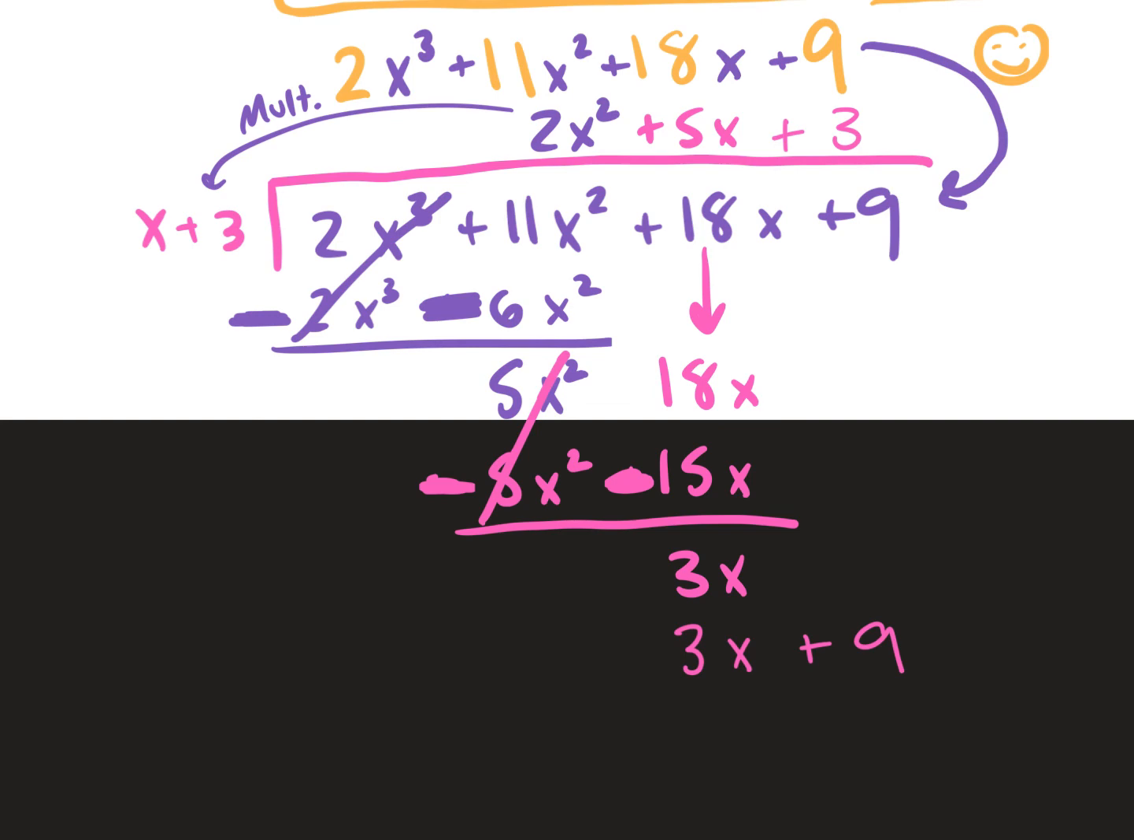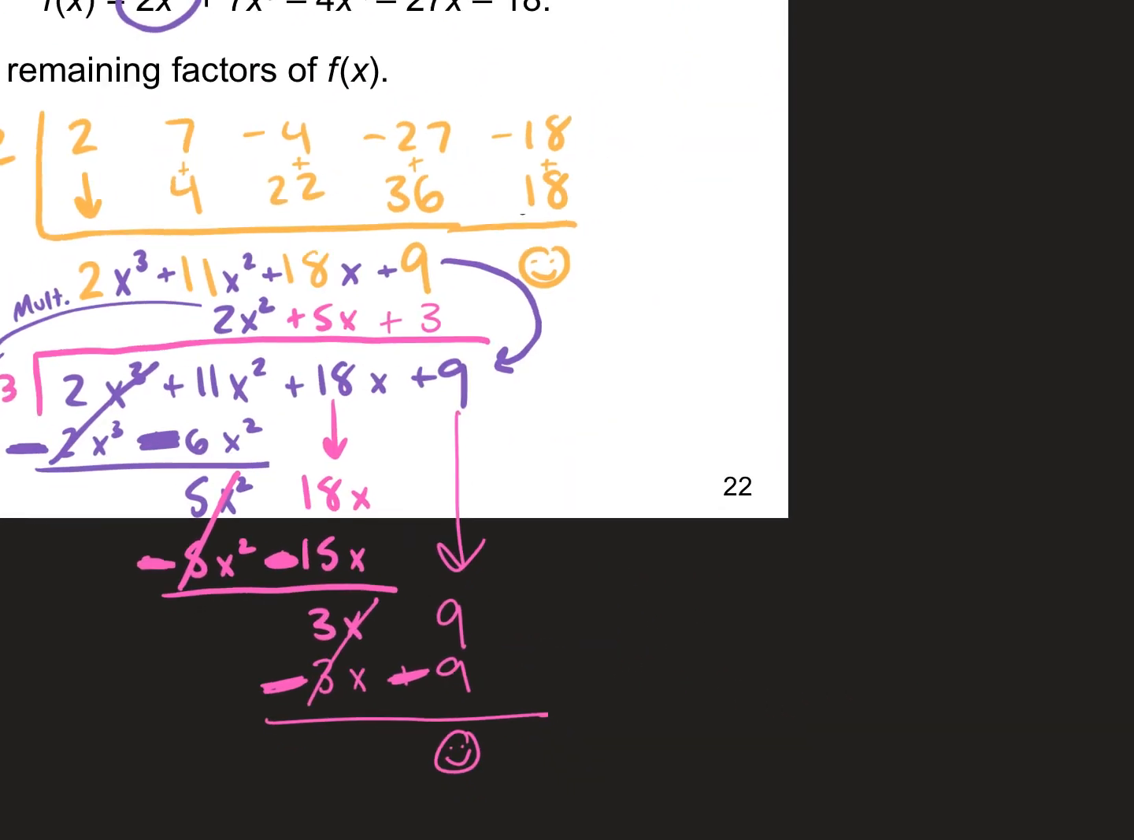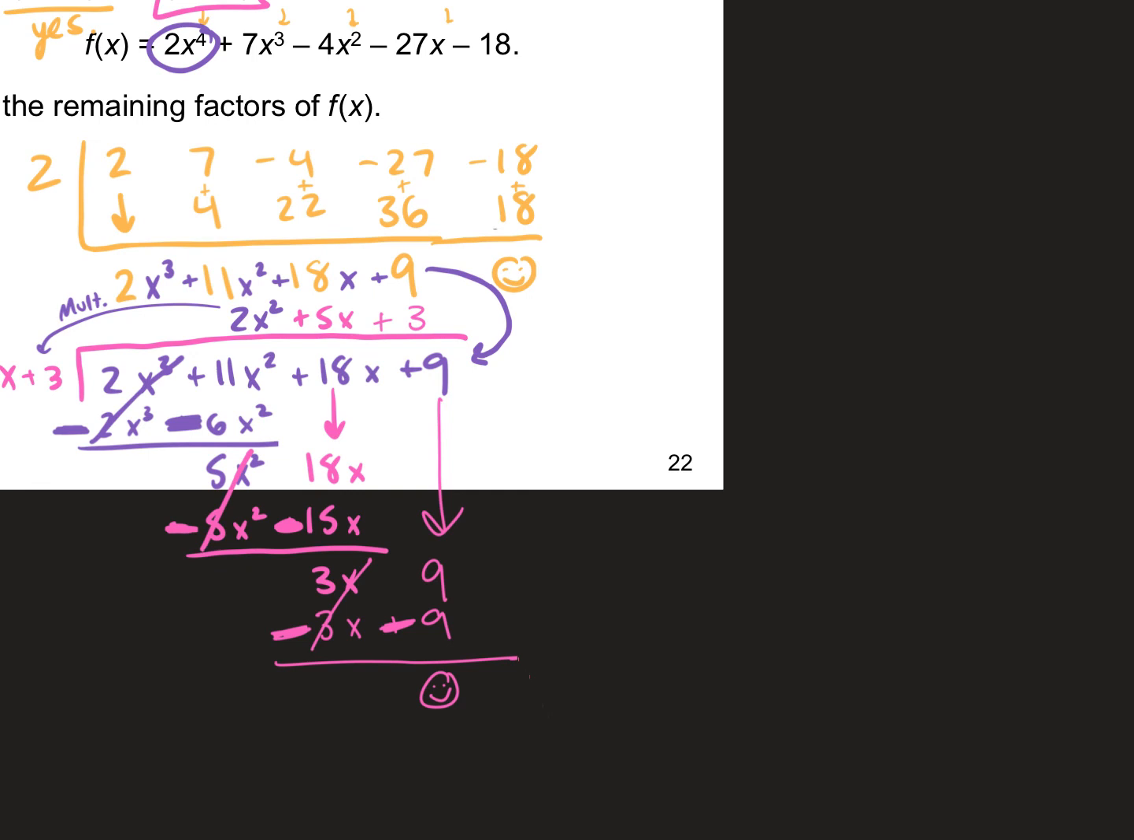What do I do next? Change the sign, and combine. So the 3x's cancel. 9 minus 9 is 0. So remainder is 0. So is x plus 3 a factor? Yes. Now to find the remaining factors, I'm going to use the answer that I just got and break it down. So I have 2x squared plus 5x plus 3.